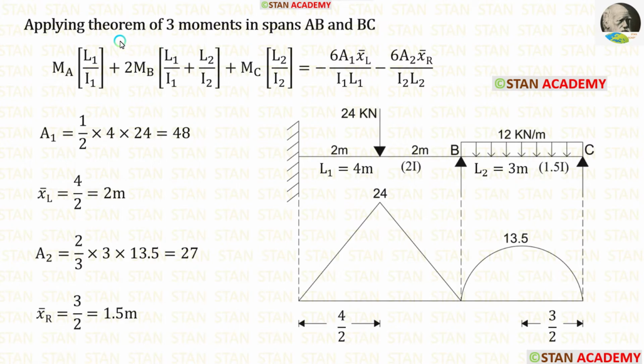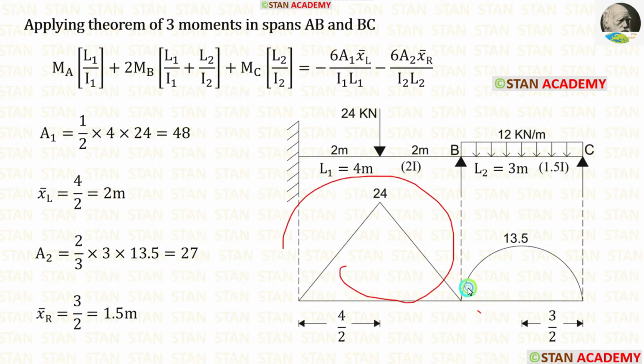Now let us apply the theorem of three moments in the spans AB and BC. Area 1 we have already calculated in the previous step. Let us calculate area 2. Here we are having second degree parabola. The formula for area in the second degree parabola is 2 upon 3 into breadth into height. Here the breadth is 3, height is 13.5. When we apply in the formula, we are getting 27.